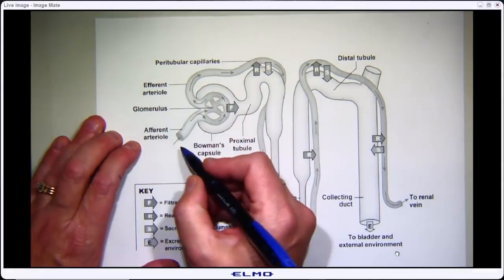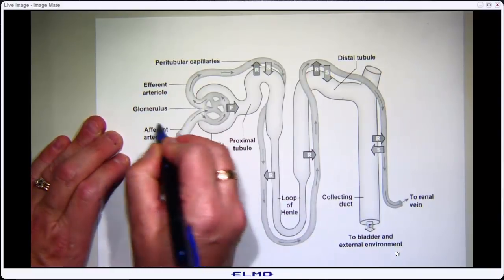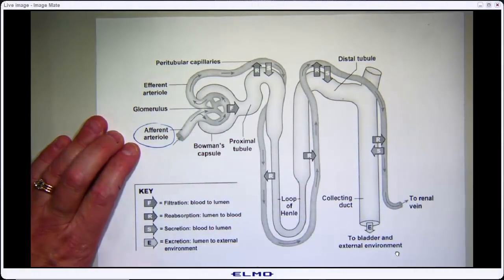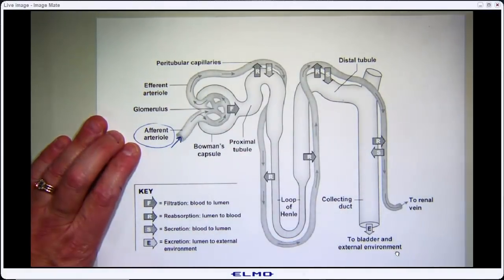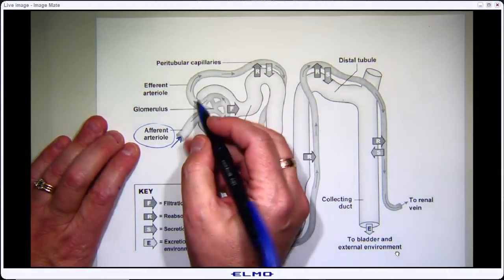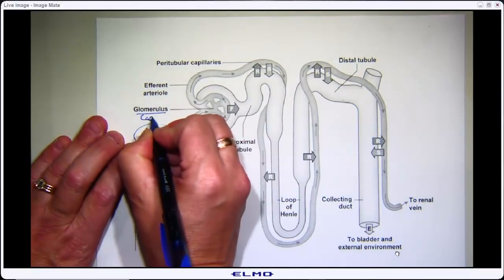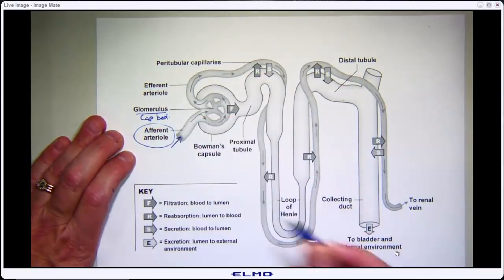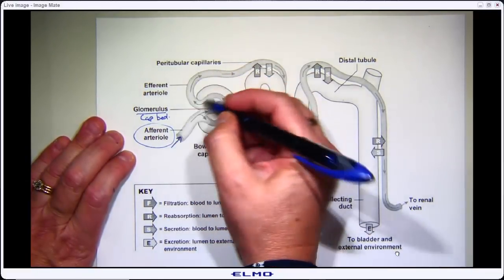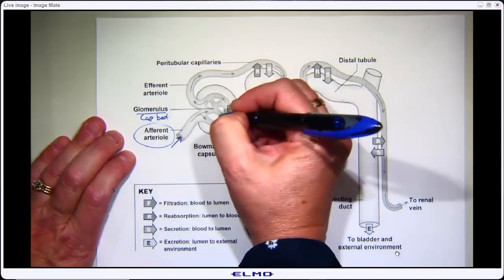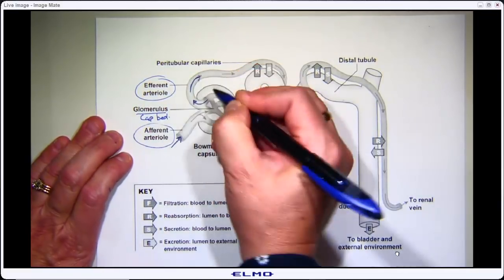So here we can see, if we look at the vasculature, we can see our afferent arterioles. So we can see some things that are familiar here. Those afferent arterioles, so we've got flow going in this direction into our glomerular capillary bed. All right, so that's our glomerulus, that's our capillary bed. And then downstream of that, we have our efferent arterioles. Okay, so we've got flow in this direction.